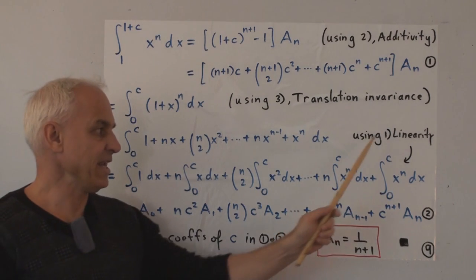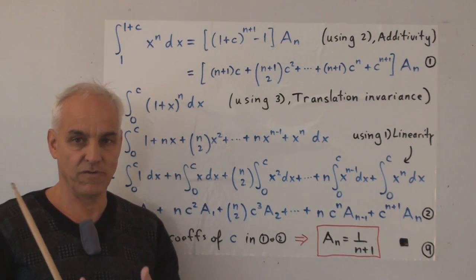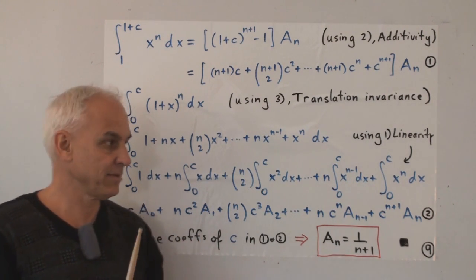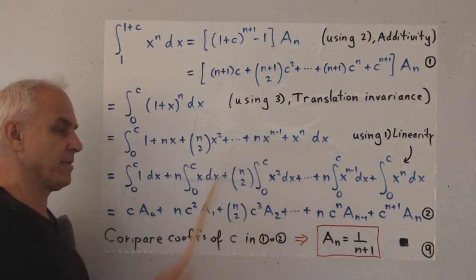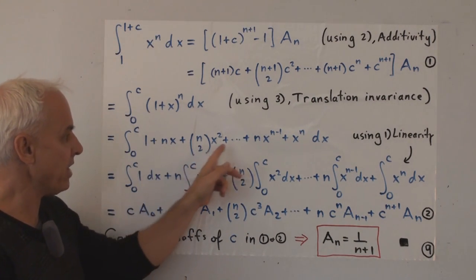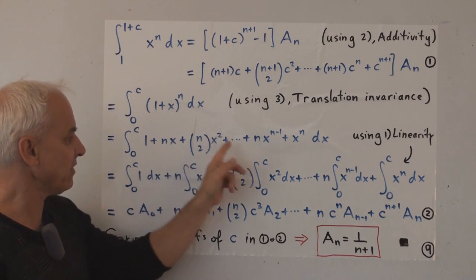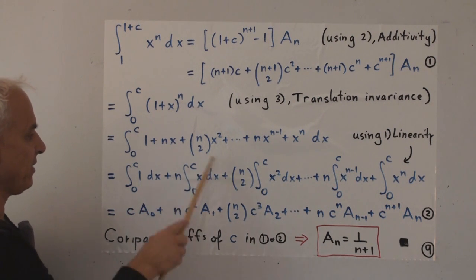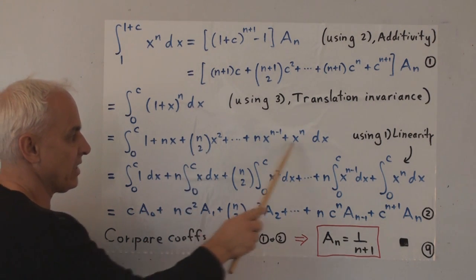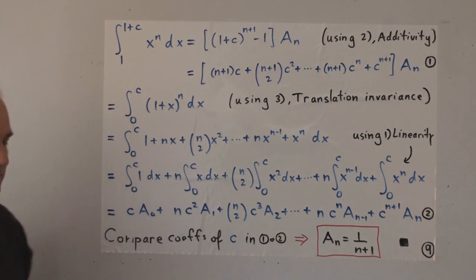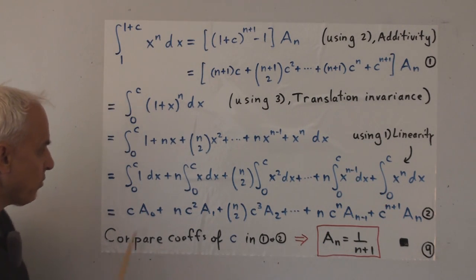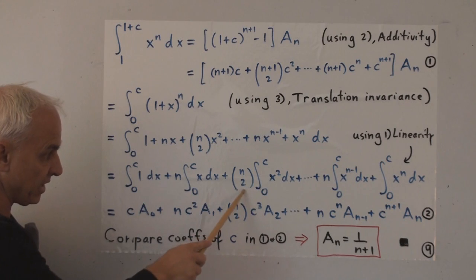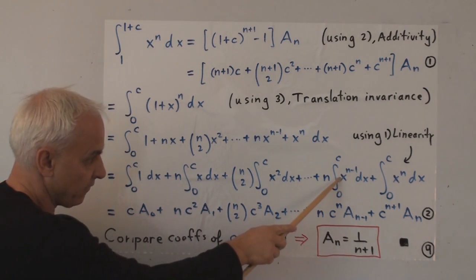All right, and now we're going to use linearity: the fact that the integral of f of x plus g of x is the same thing as the integral of f of x plus the integral of g of x. We're going to apply it a number of times, so we get one integral term for each of these individual terms. So we get the integral of 1 dx, the integral of n times x dx, the integral of n choose 2 x squared dx, and so on all the way up to the integral of x to the n dx. And I've also used linearity once more to pull out this n from inside to the outside, to pull out the n choose 2 from the inside to the outside, to pull this n from the inside to the outside.